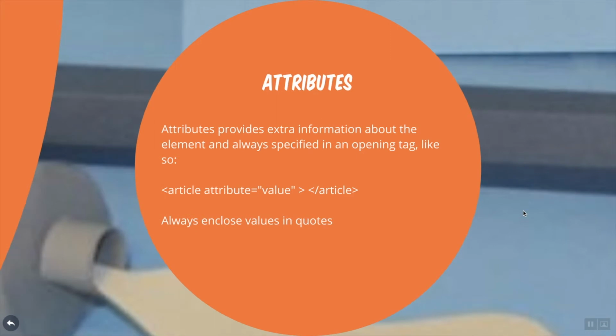Attributes. Attributes provide extra information about the element and are always specified in an opening tag like so. You see the article, you have the attribute, you have the value, and then you have the closing tag. Now, if you're a little bit confused, you should be. We will go into much depth about tags and attributes. But for right now, take notes, and we'll reference those a little later.